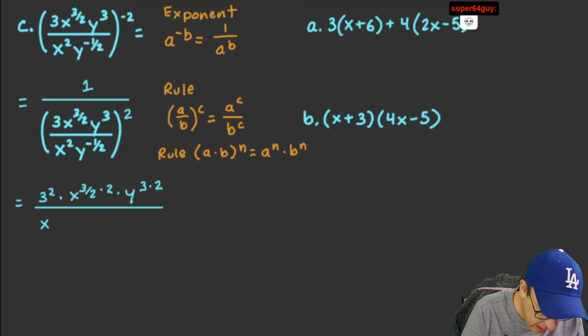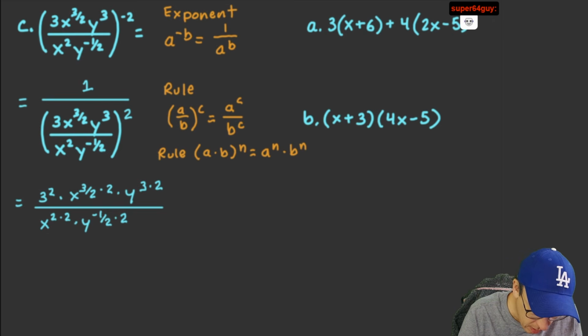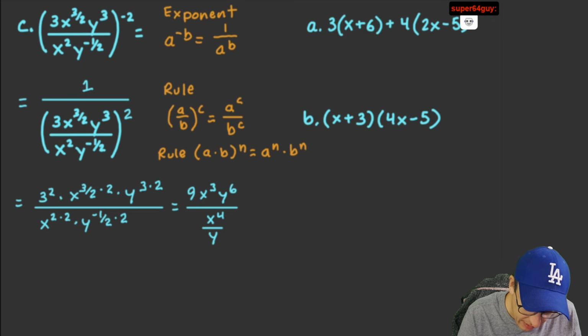And again, this is going to be x squared times 2 times y to the negative 1 over 2 times 2. So I'm trying to get rid of that negative exponent we have here. And then if we multiply all of these across, we're going to get 9x to the power of 3, y to the power of 6, and this next guy gets a little bit sloppy, but we'll fix it up. So we have x to the 4th over y. Another rule that we have, I'm probably going to have to come in here and get rid of some of these rules here to solve these other problems.